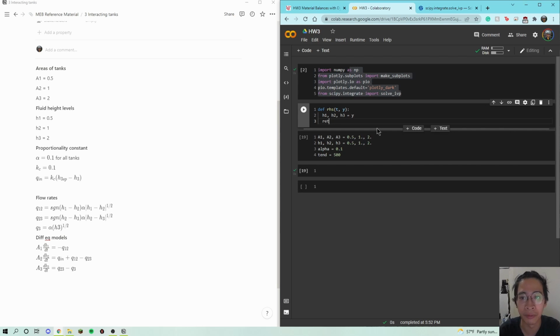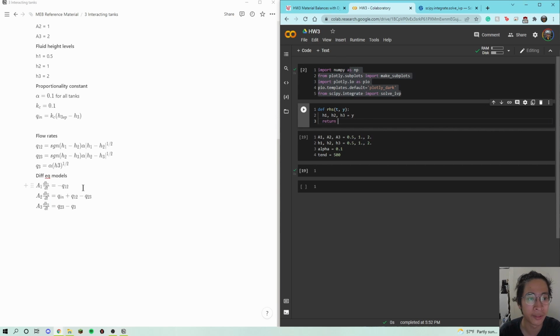So it'll return the right-hand side of our equations. Return over here. Okay, first it's going to return negative Q12 over A1, because I'm taking that area and bringing it to the other side. Okay, next it wants Qn plus Q12 minus Q23 divided by A2. Okay? Next, it wants Q23 minus Q3 divided by A3.